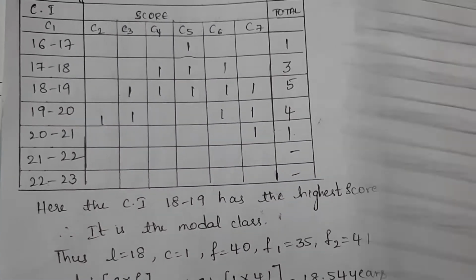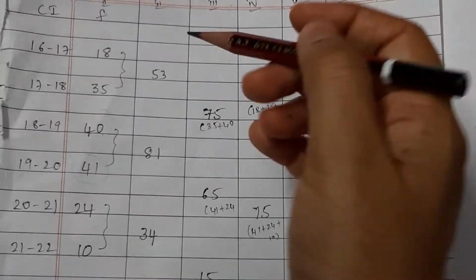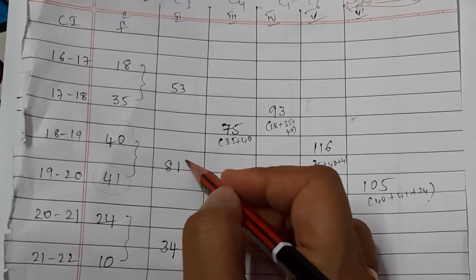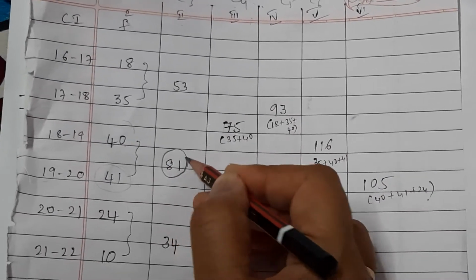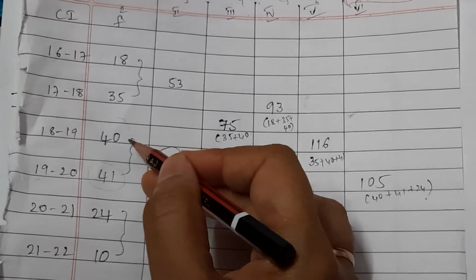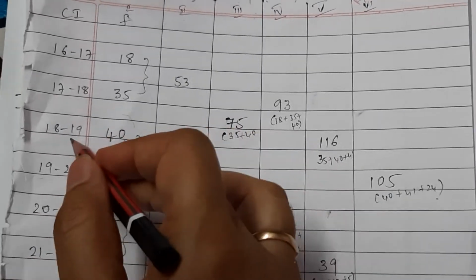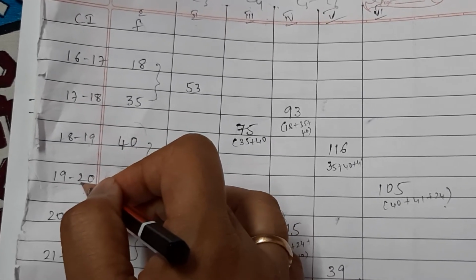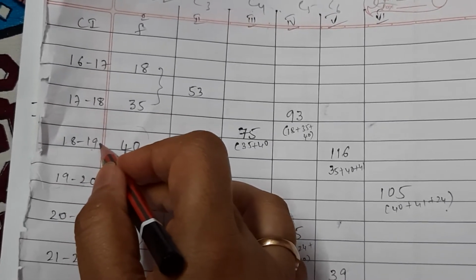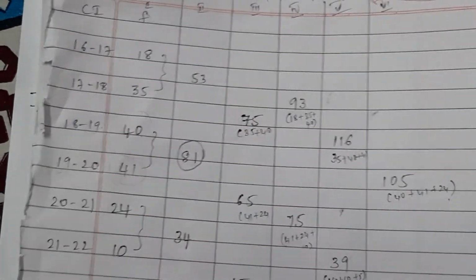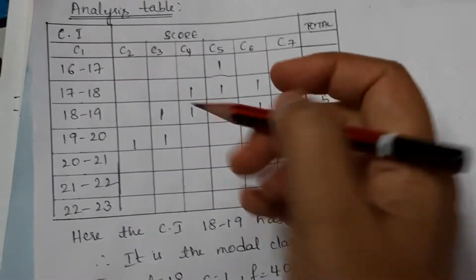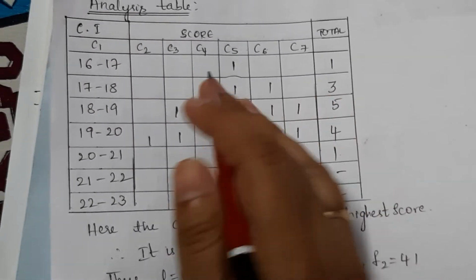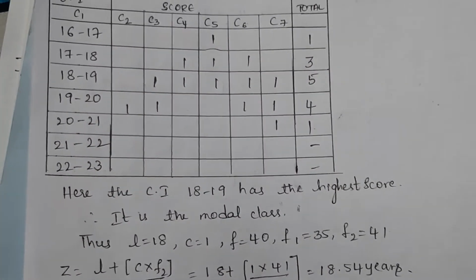Then I should look into the column C3 in the previous table. This is my C3. I have 3 values. Among these, I should identify the largest value. Largest value is 81. It is obtained by adding 40 and 41 and its corresponding class intervals are 18 to 19 and 19 to 20. So in the analysis table, I should give 1 for 18 to 19 and 1 for 19 to 20.